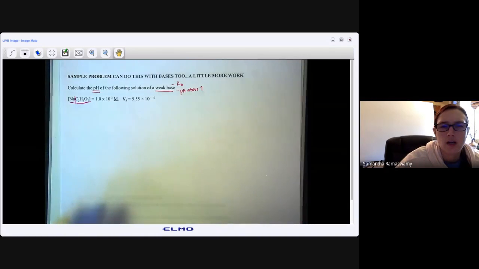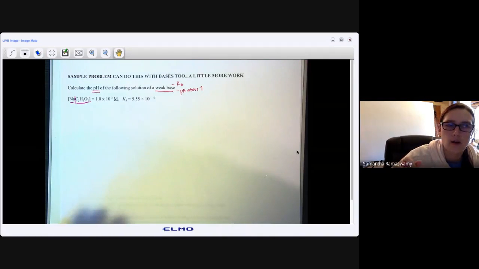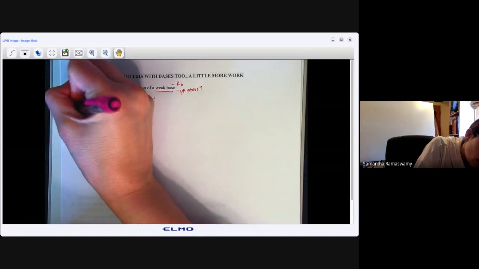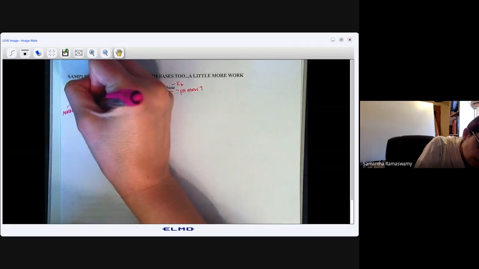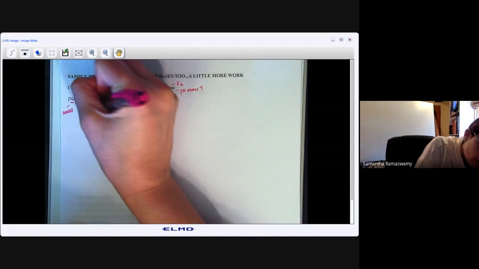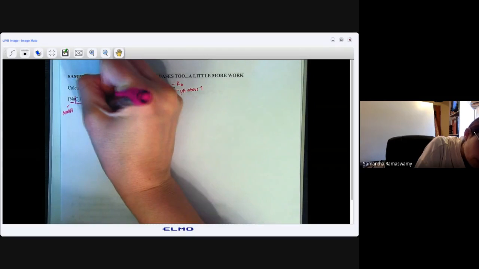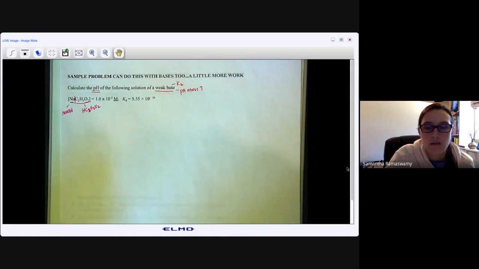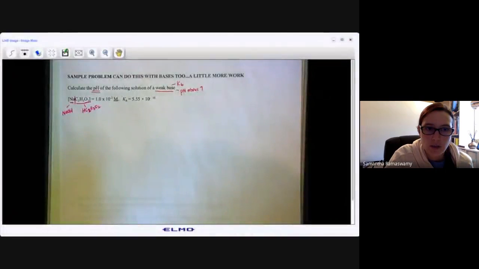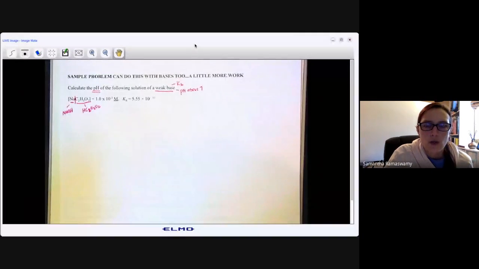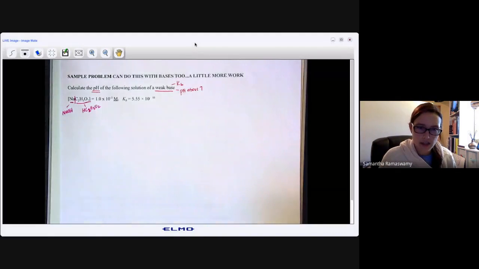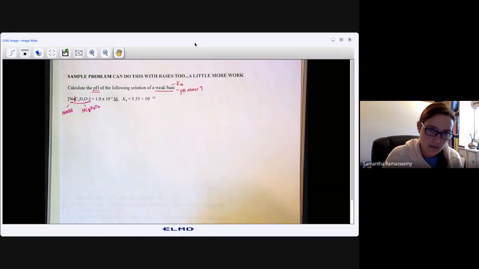I want you to think about where each of these comes from. Remember that your cation always comes from a base. Your anion, C2H3O2, always comes from an acid. So think about NaOH and HC2H3O2. NaOH has hydroxide, so it's a base. Na+ is part of it. This is a strong base.